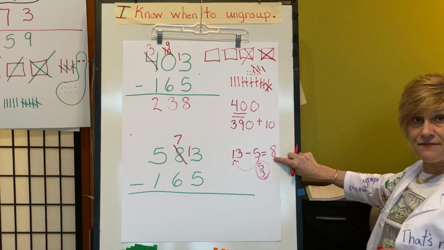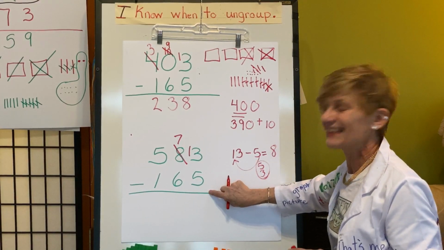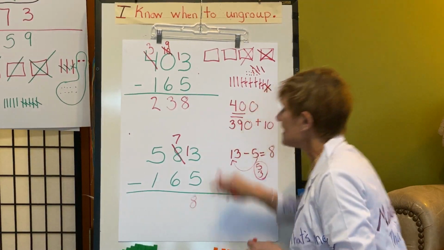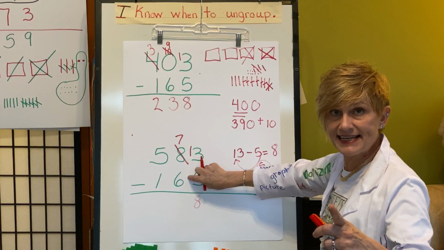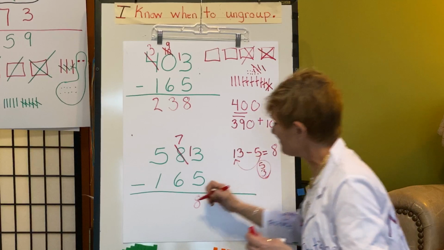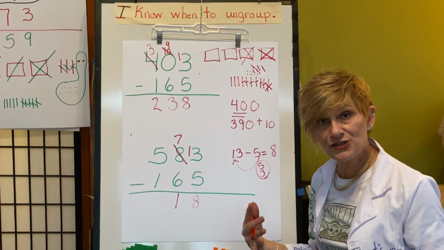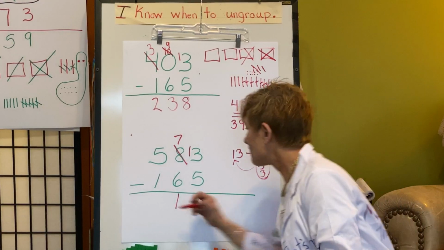This fluency fact check helps us right here. It's 8. 7 10s, take away 6 10s. Right, 1 10. Very good. 500, take away 100 is 400.